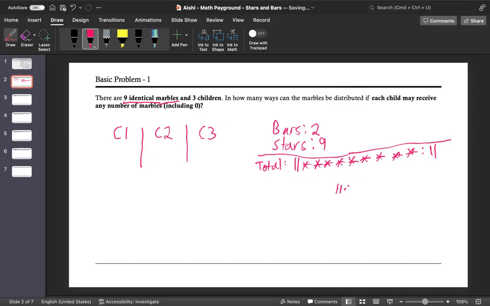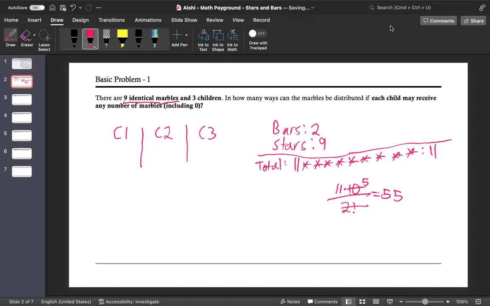For the second bar, there are 10 places, divided by 2 factorial, because these 2 bars are the same things. Well, they're identical, and they can arrange themselves in 2 factorial ways. And we wouldn't be able to see it because they're both identical. So we would have 11 times 5, which is 55.